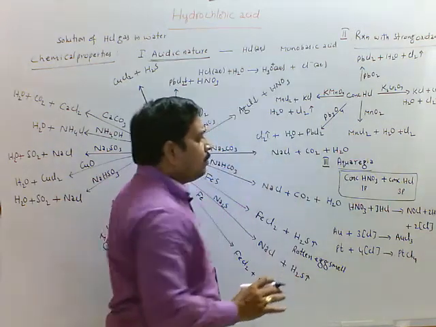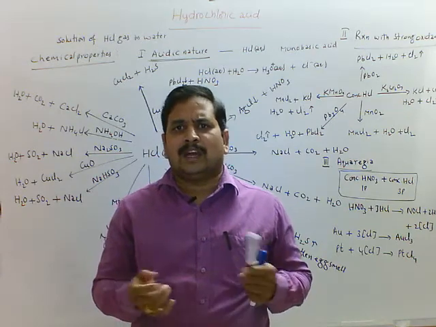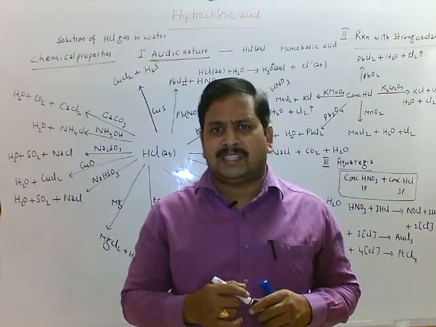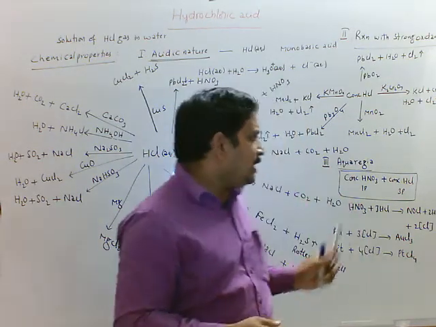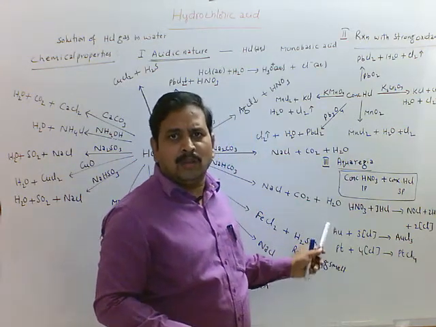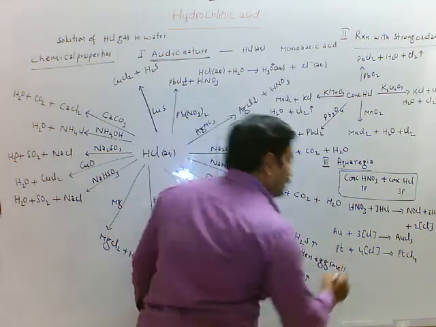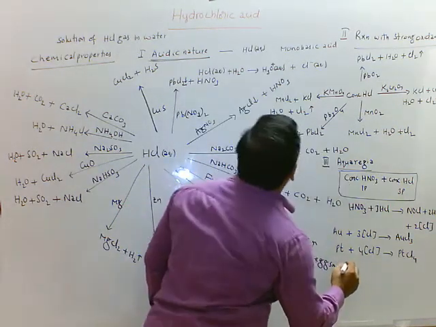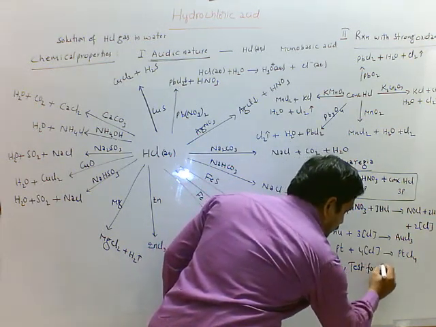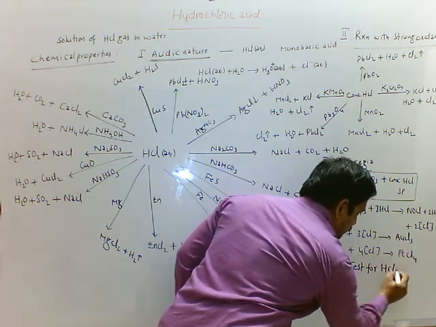So noble metals are dissolved in aqua regia. These metals, that is gold and platinum, do not dissolve in any other acid. So aqua regia is helpful to dissolve gold and platinum. These are noble metals. Next, test for chlorine. Test for hydrochloric acid, HCl.